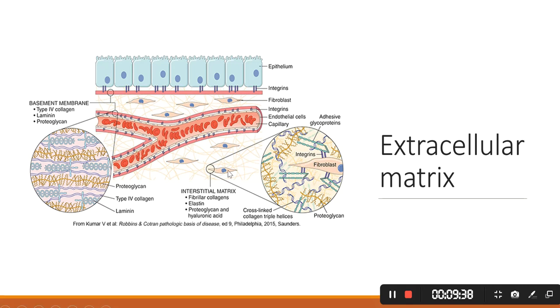Like this is a fibroblast, and what is all the other things in its atmosphere? It is the integrins, glycoproteins, proteoglycans, and the collagen fibers which are cross-linked like that. Okay, and this basement membrane. Like in the blood vessel also you have a basement membrane. Here in the epithelial layer also you have a basement membrane. That is magnified and shown over here.